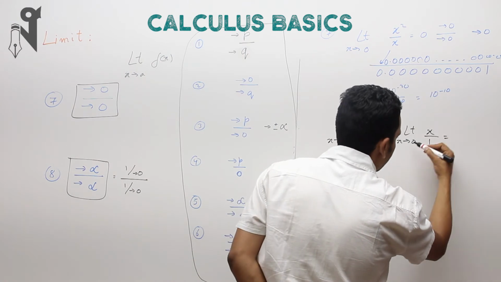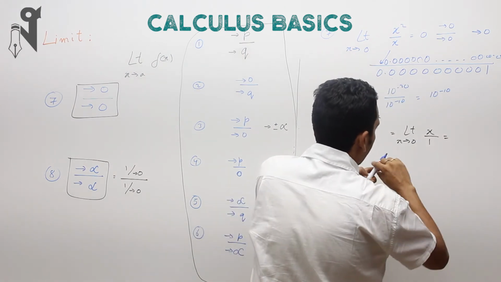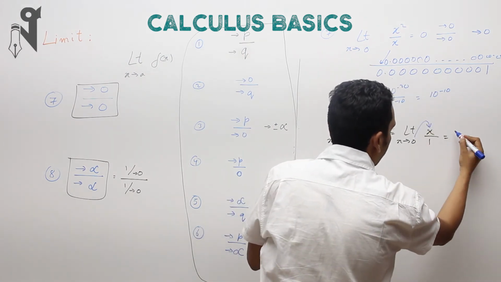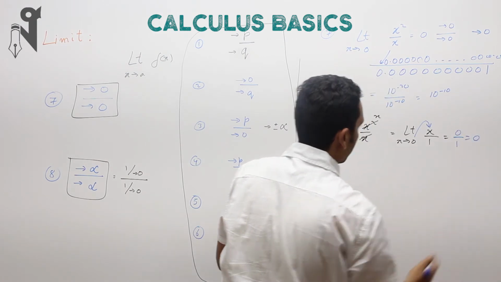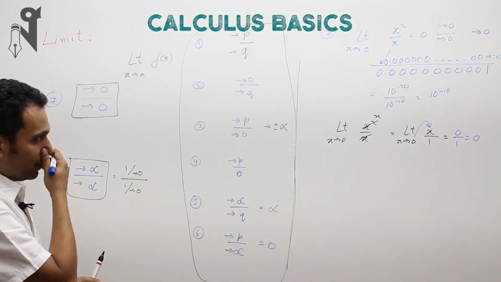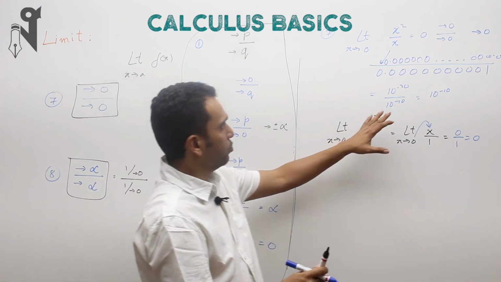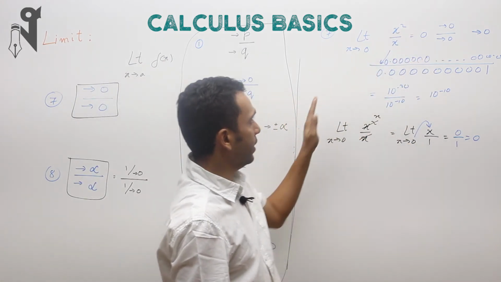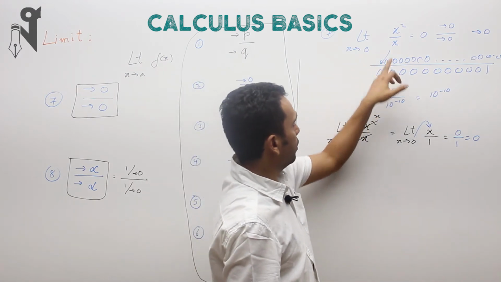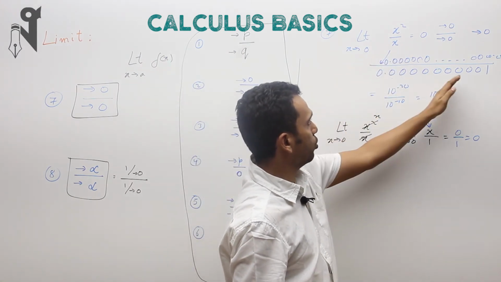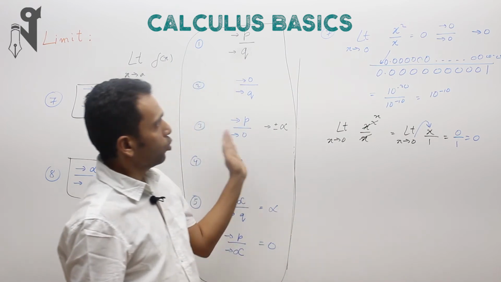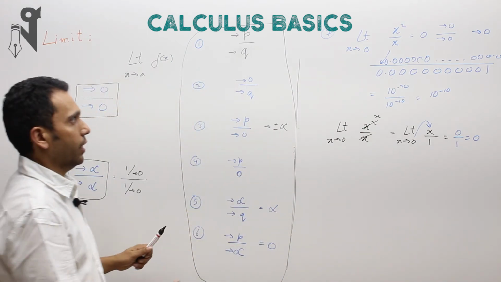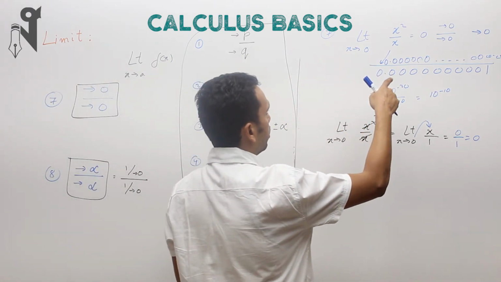So we put x as 0 over here and get 0 by 1, which is 0. So the answer is 0, and the thought process that should be going on in your mind should be this: if the lower one is a million zeros and 1, then the upper one is 2 million zeros and a 1, and hence the division will lead to 0.